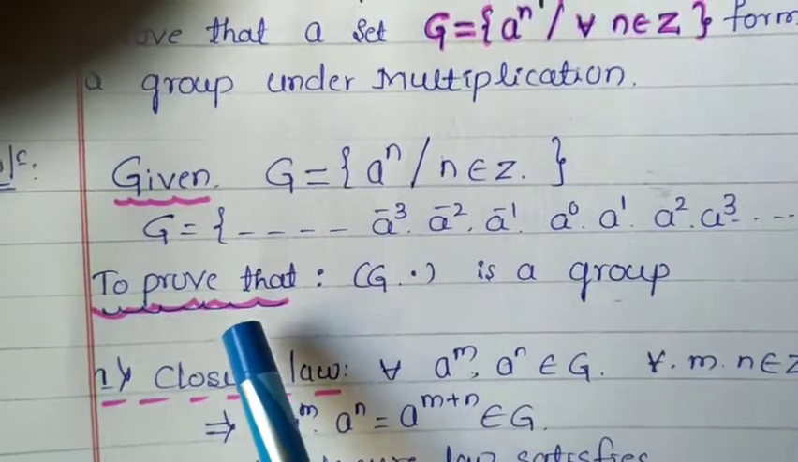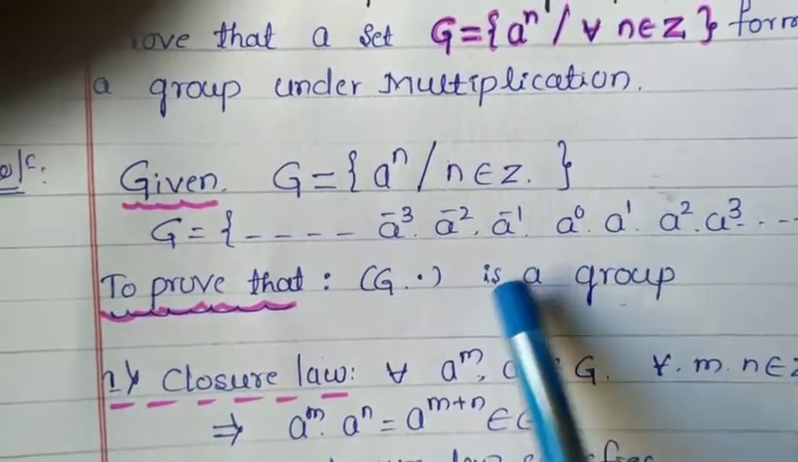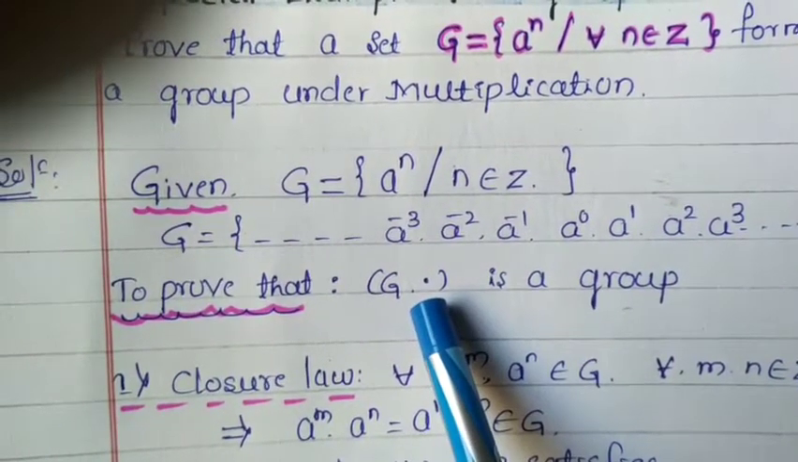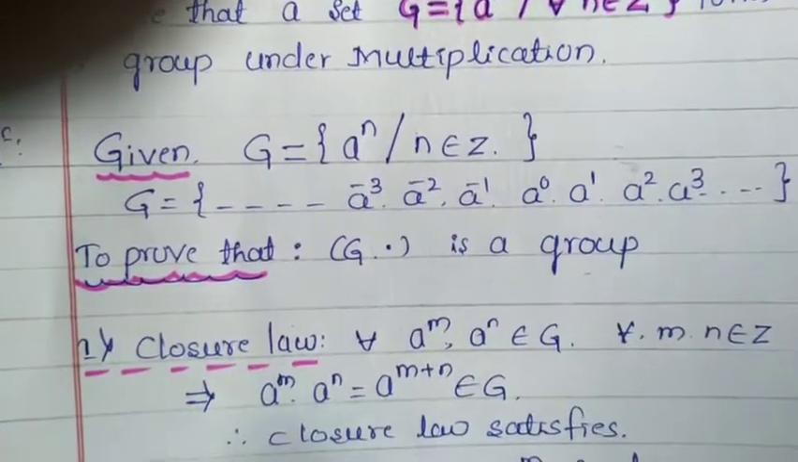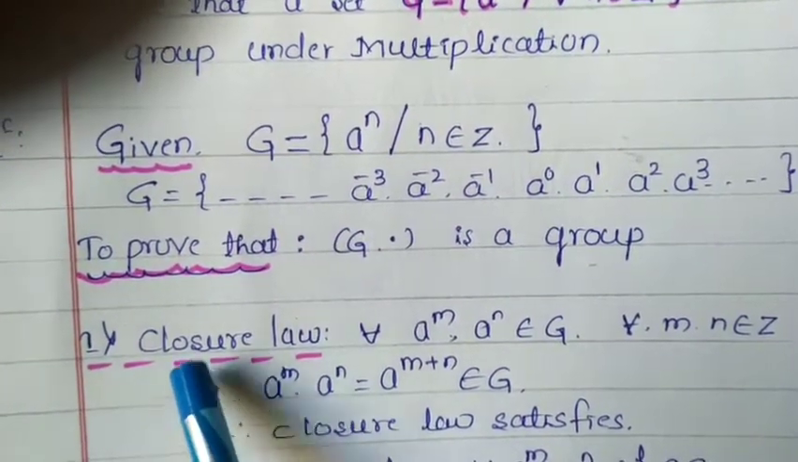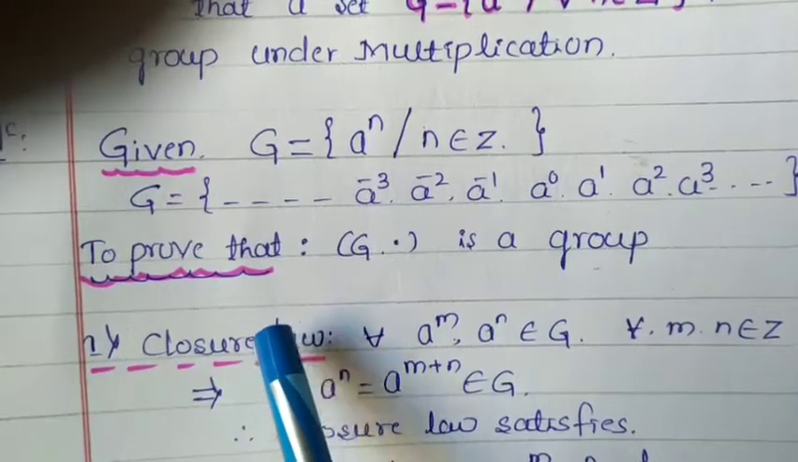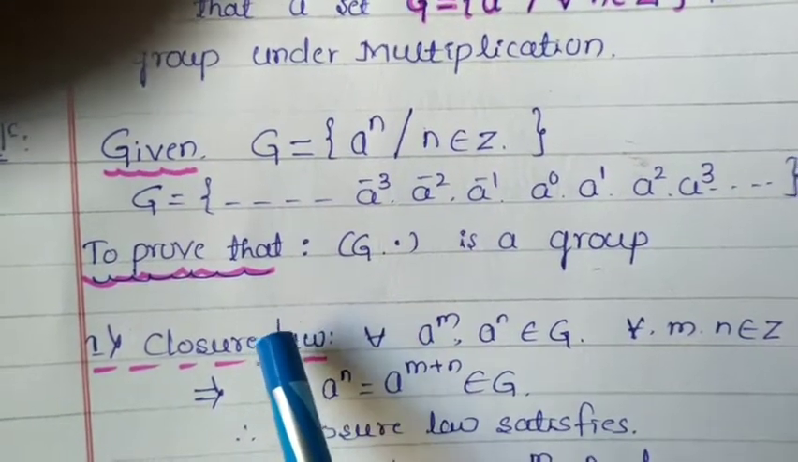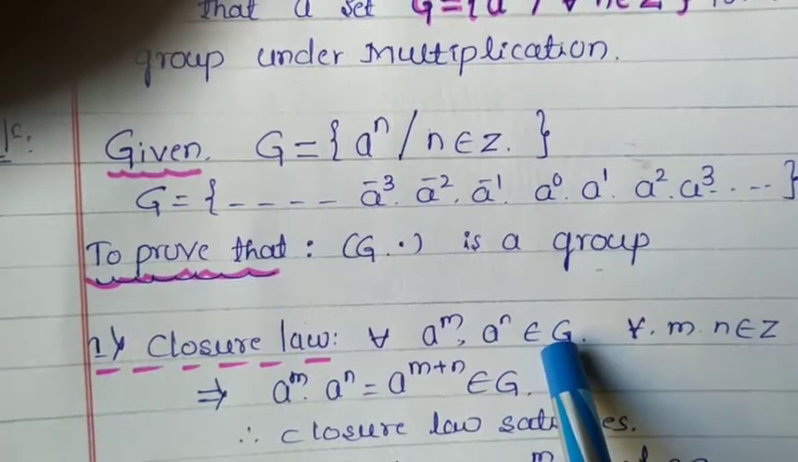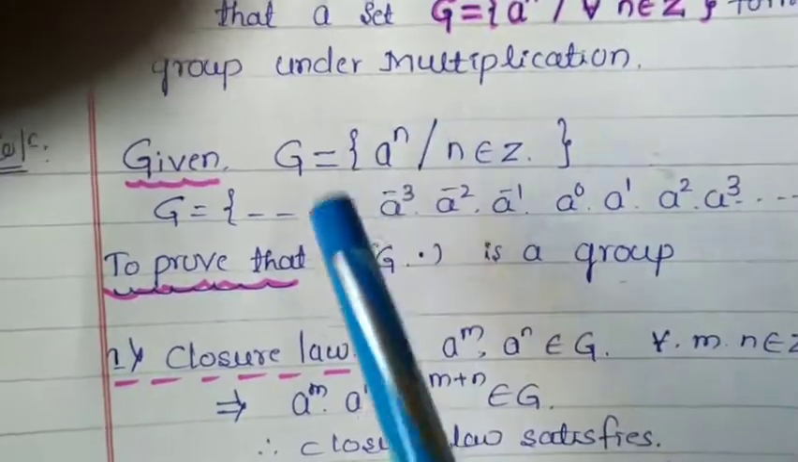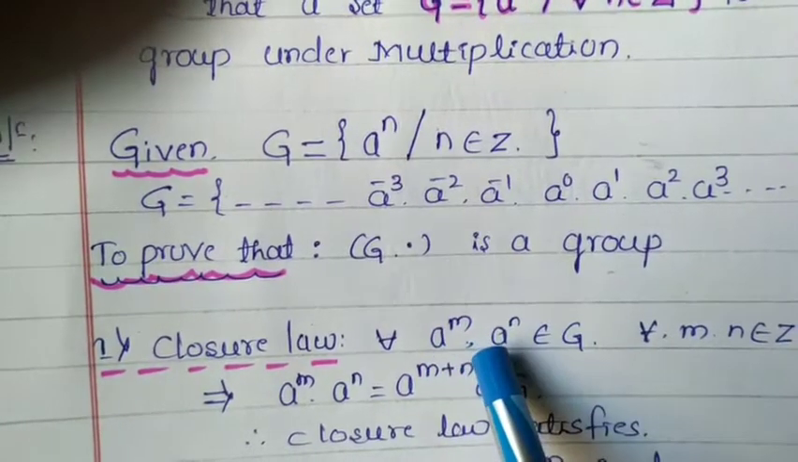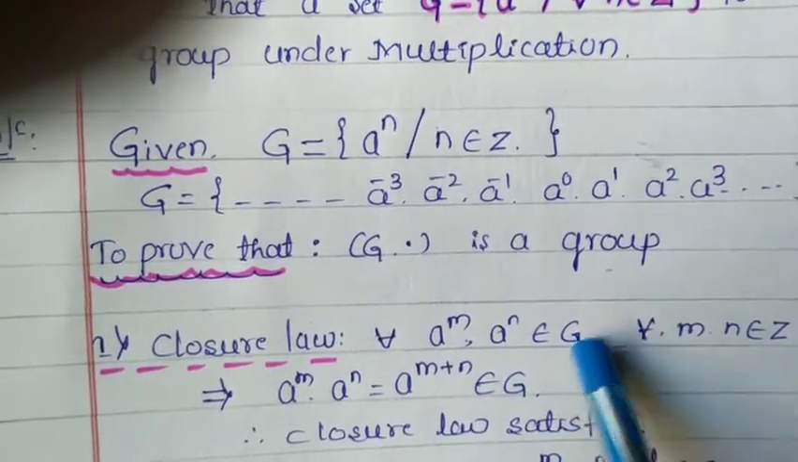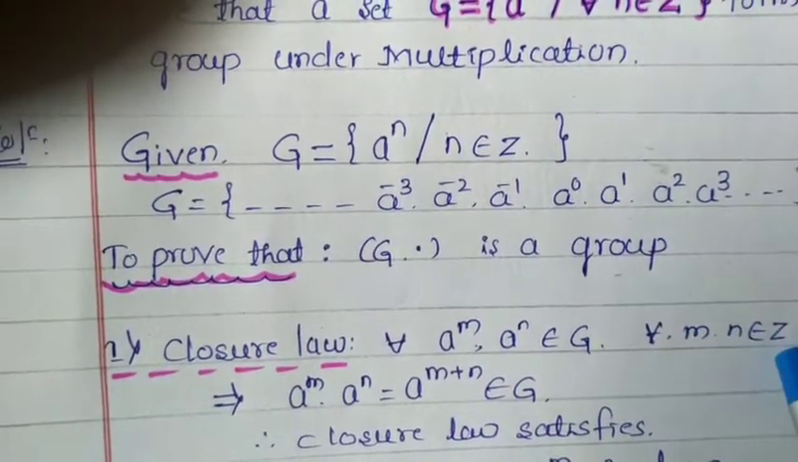Now our idea is to prove that G with dot is a group. Dot stands for multiplication. Prove that G with multiplication is a group. First, recall the closure law. The closure law is nothing but the binary operation. Take any elements of the set G of the type a raised to n; I will take a raised to m, a raised to n belonging to G, where m and n are integers.